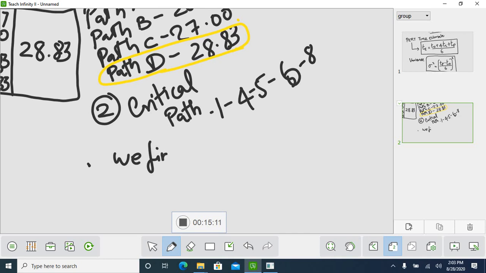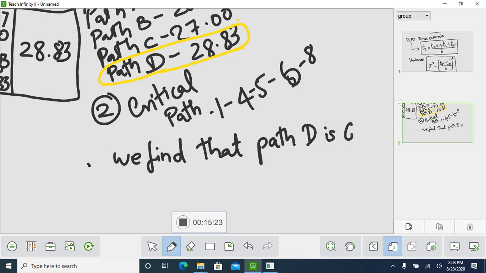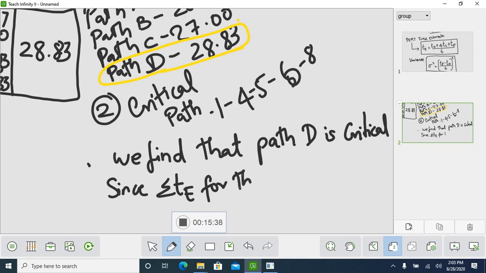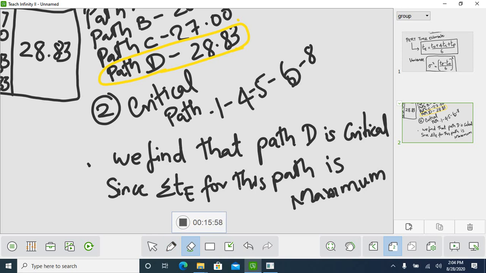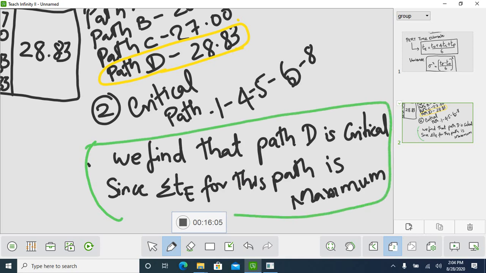We find that path D is critical since the sum of expected time for this path is maximum. So this is your answer.